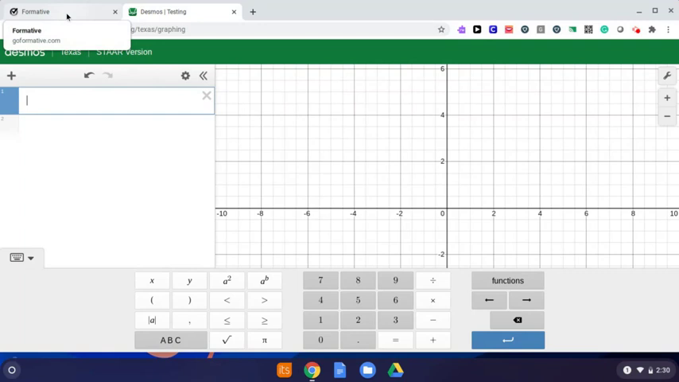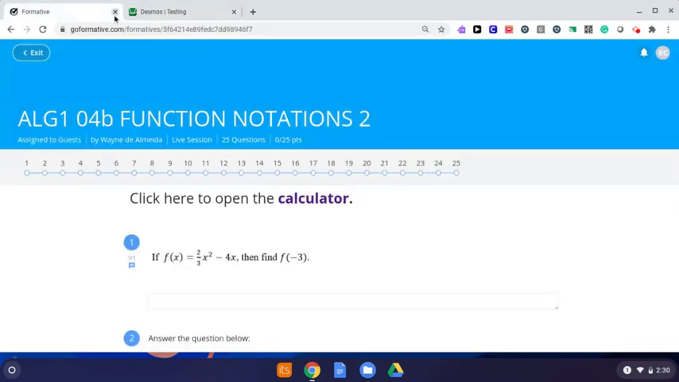Today we're going to work with Go Formative like this and Desmos like this. You also want a piece of paper. When we do the functions, we're going to write them down on a piece of paper. I'm going to write here on the side, but you write on a piece of paper, okay? So let's go ahead and get started.